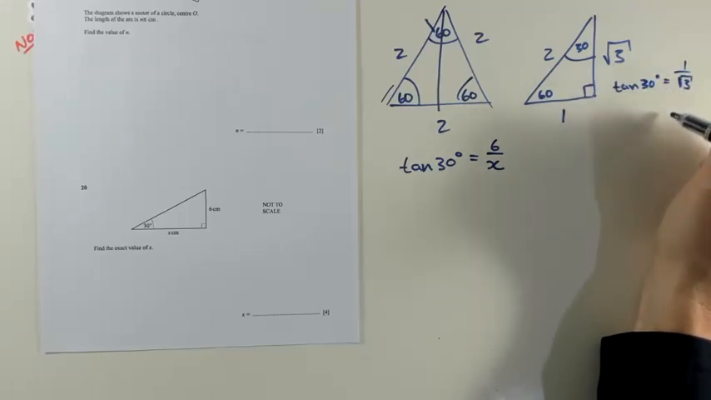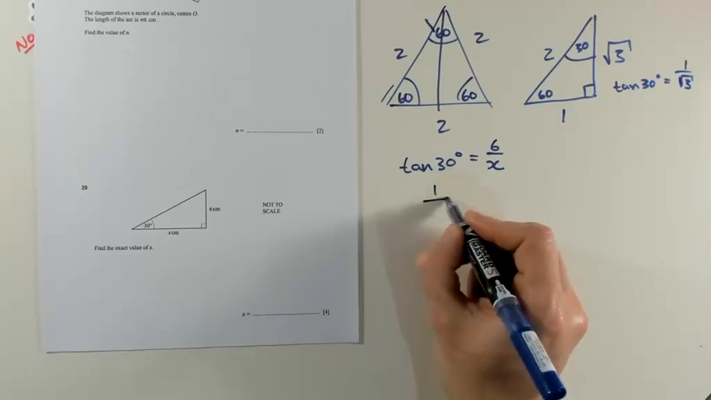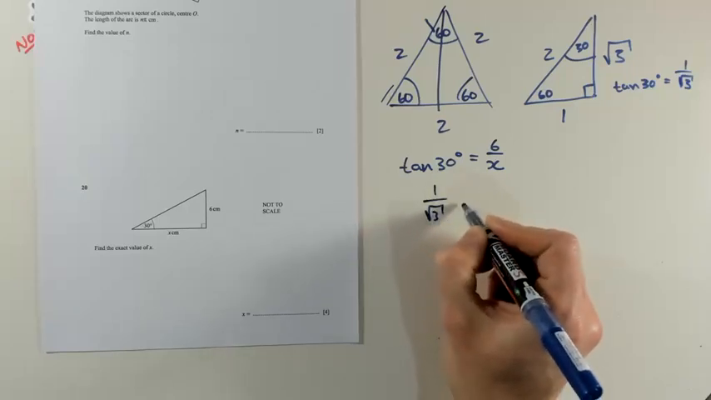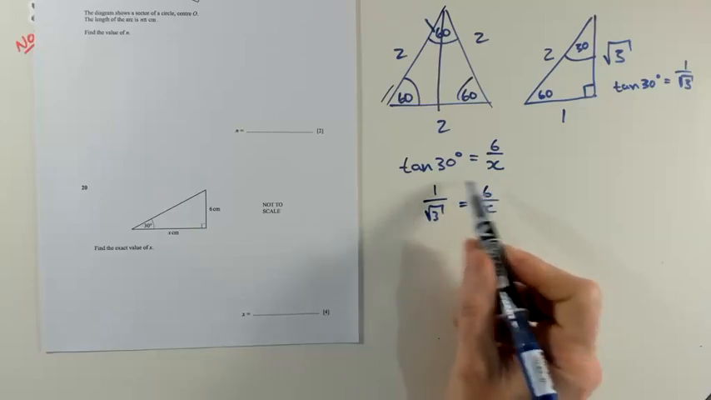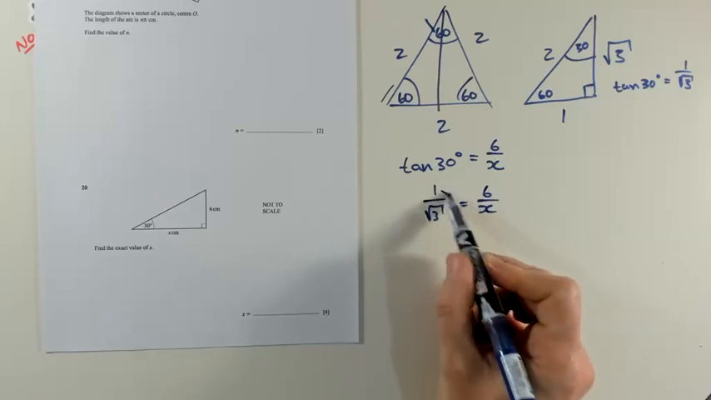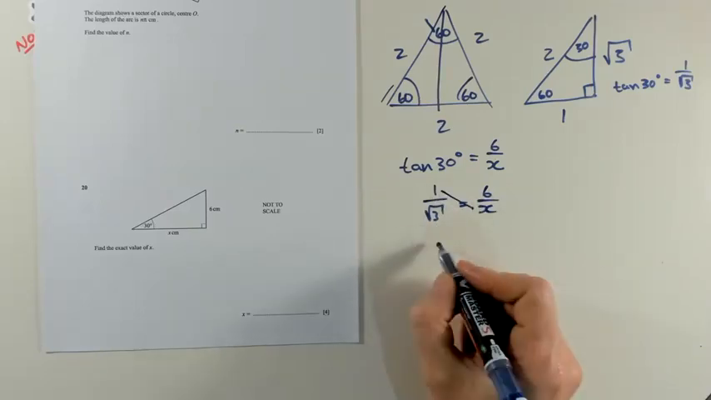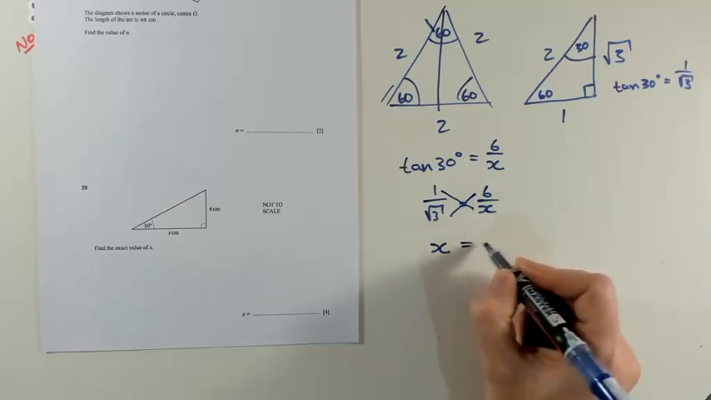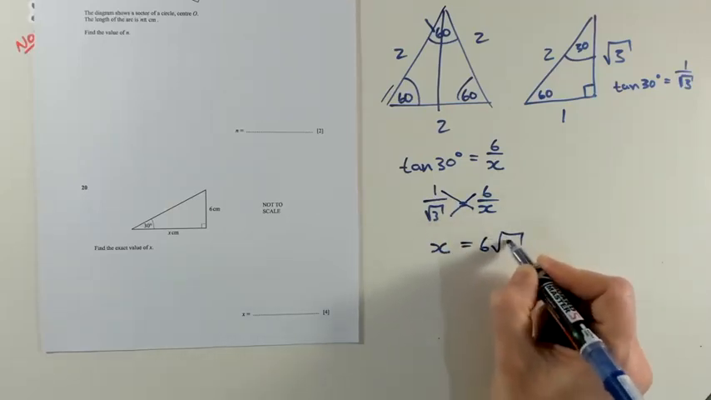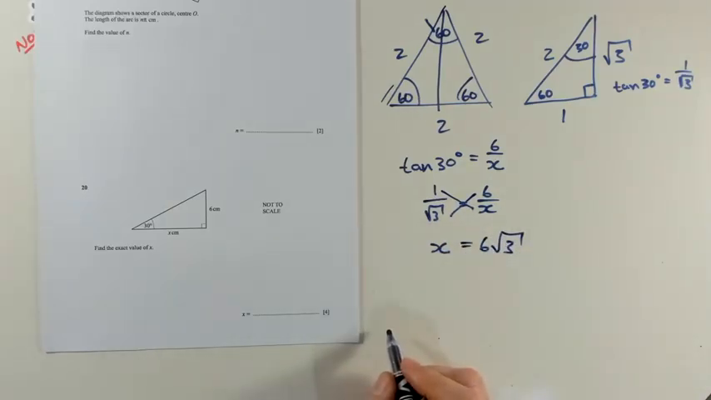1 over the square root of 3, that should be fine. Equals 6 over x. With this kind of thing, I know those two multiplied with each other will give me an answer, and those two will give me another answer. So x is 6 square root of 3. That seemed way too quick for 4 marks.